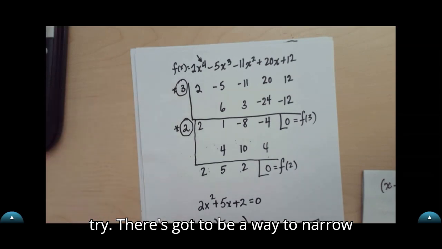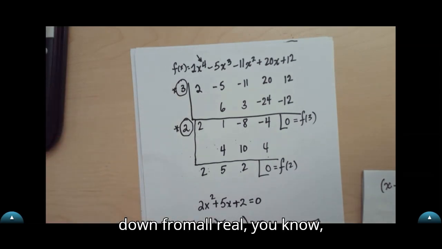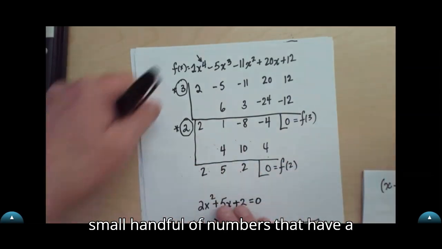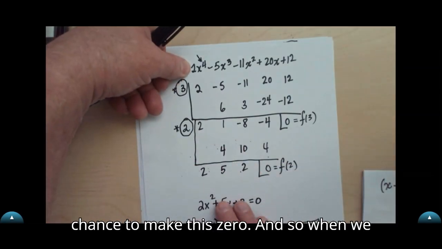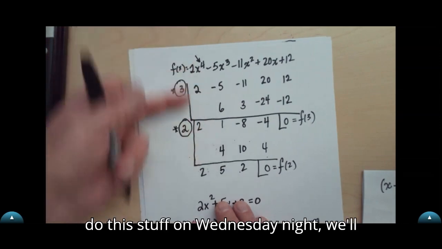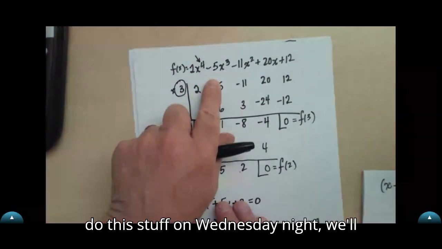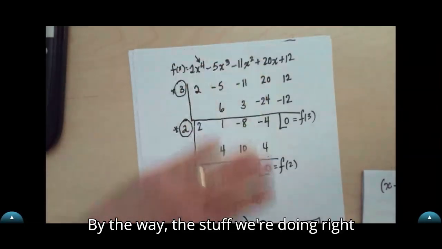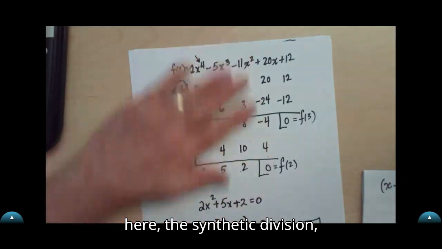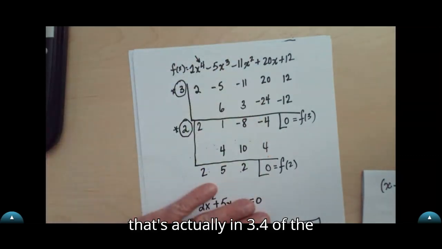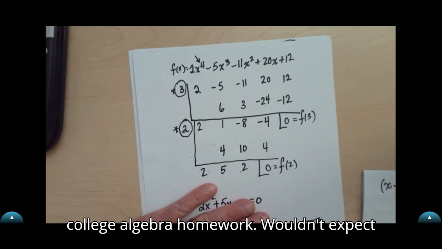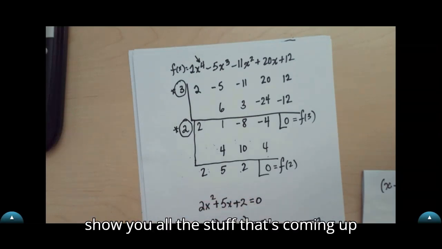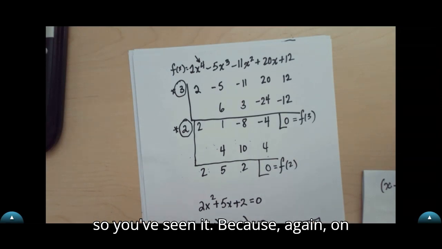There's got to be a way to narrow down from an infinite number of real numbers to just a small handful of numbers that have a chance to make this 0. And so when we do this stuff on Wednesday night, we'll talk about how you do that. By the way, the stuff we're doing right here, the synthetic division, that's actually in 3.4 of the college algebra homework. I wouldn't expect you to do that yet. I'm just trying to show y'all the stuff that's coming up so you've seen it.